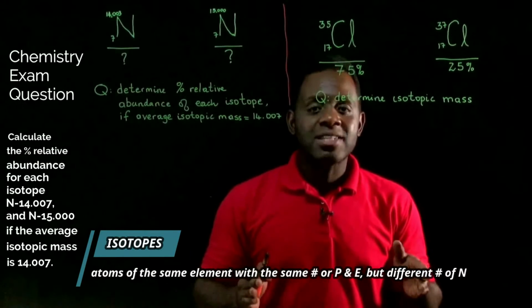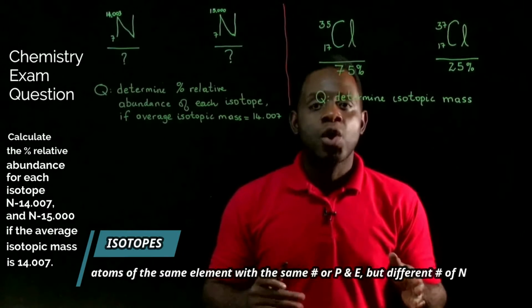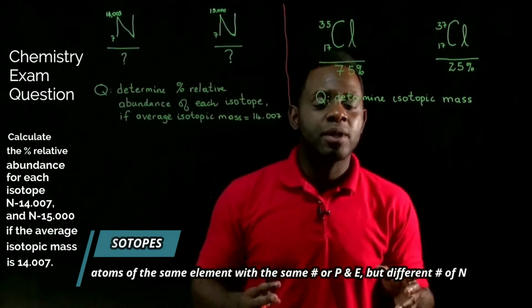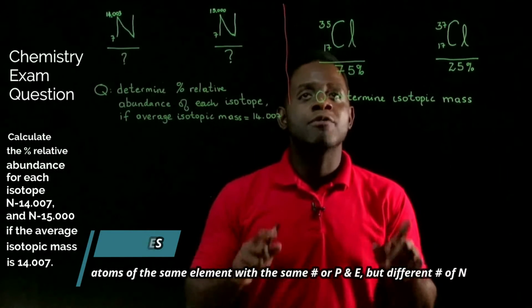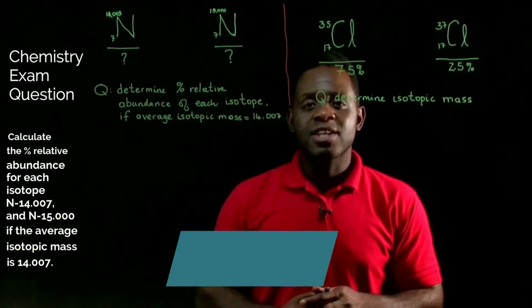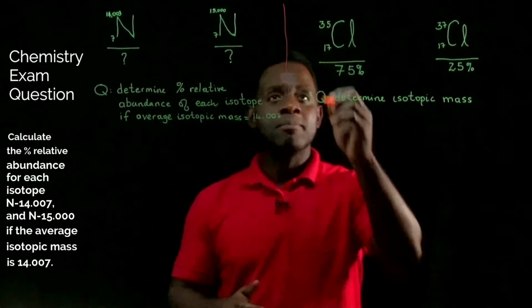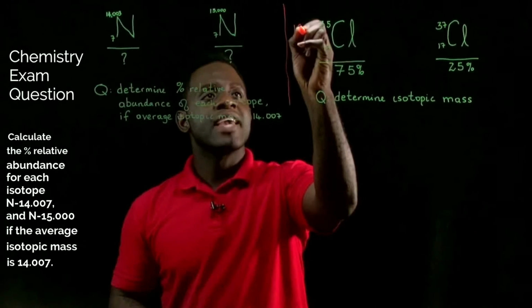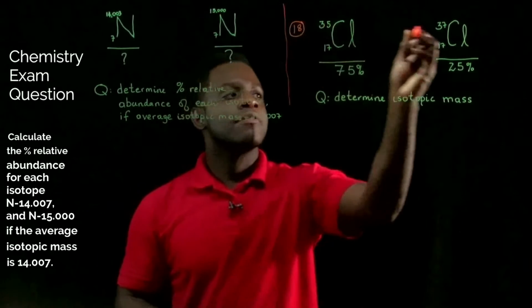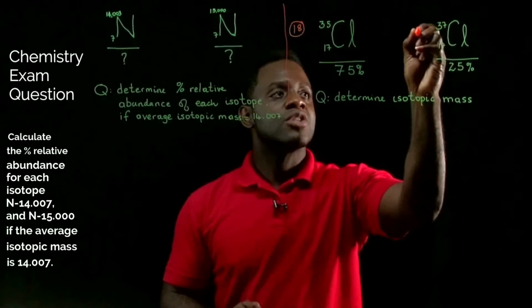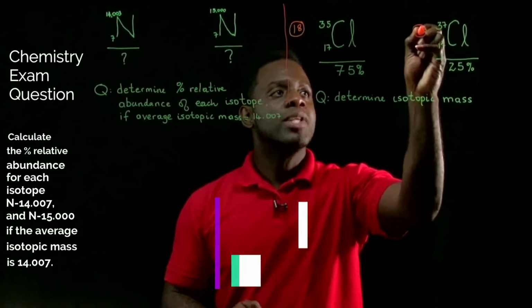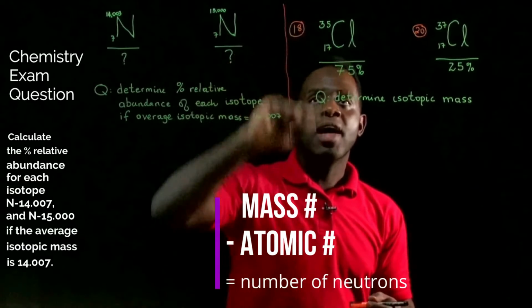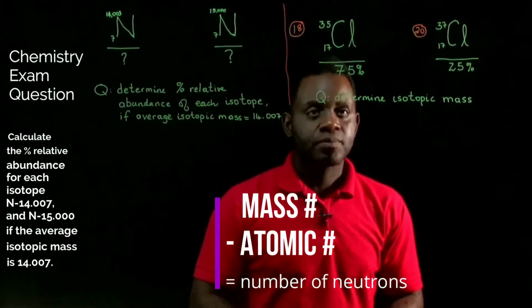Isotopes are atoms of the same element with the same number of protons or atomic number, but different number of neutrons, giving rise to different mass numbers. So the number of neutrons for chlorine 35 is 18, and that of chlorine 37 is 20. How do we get that? We simply subtract the atomic number from the mass number.